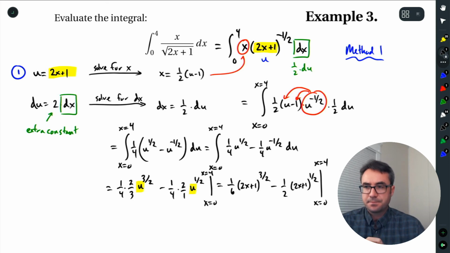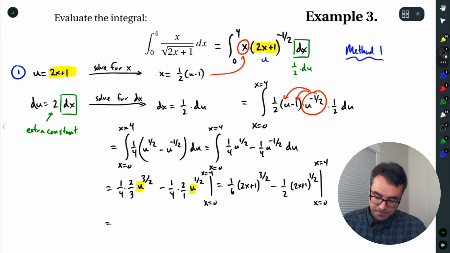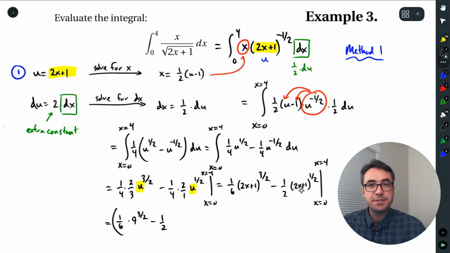All right. So now we have our antiderivative. Our antiderivative is back all in terms of x. So now we're ready to start evaluating. So take the top number, plug it in. We get 1/6. And when we plug 4 into this piece, we get 9 raised to the 3/2. Then we have minus 1/2. Plug 4 into this piece, we get 9 raised to the positive 1/2. That's what we get when we plug 4 in.